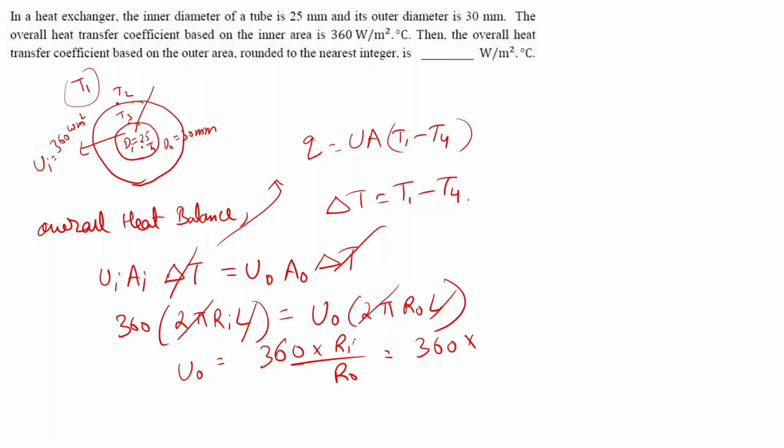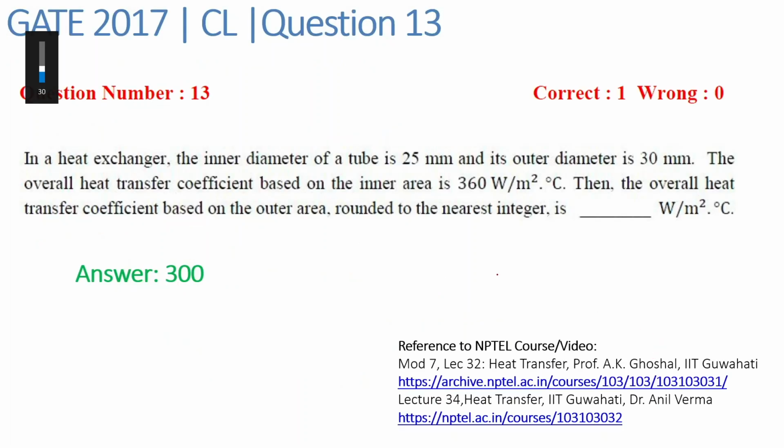Okay, so 360 into Ri upon R naught. Yes, Ri we have been given as 25, and R naught we have been given as 30. So this will come to 12. So the answer will be 300, and the units are watt per meter square degree Celsius. So yes, we can report the final answer as 300 watt per meter square degree Celsius.